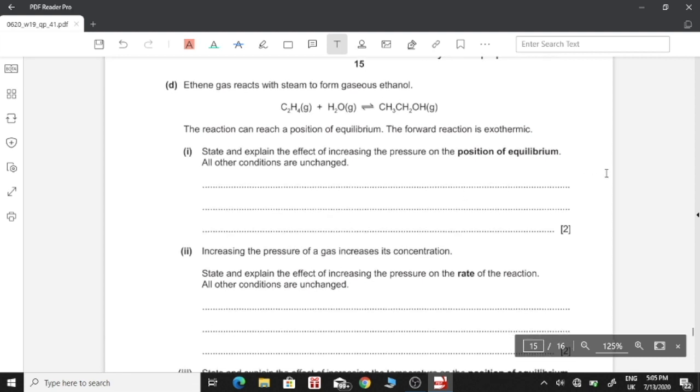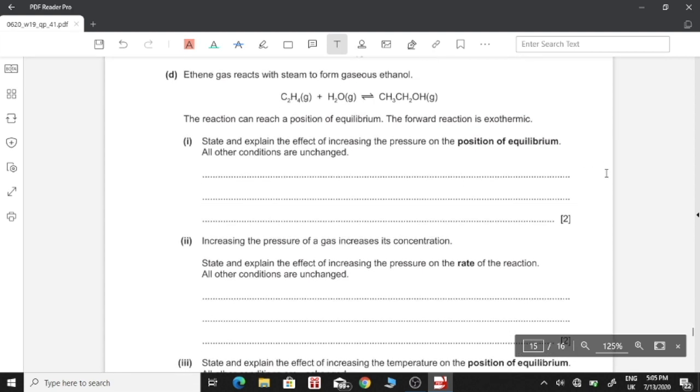Okay, part D. Ethane gas reacts with steam to form gaseous ethanol. The reaction can reach a position of equilibrium. The forward reaction is exothermic, which means energy or heat is given out. So part 1: state and explain the effect of increasing the pressure on the position of equilibrium. All other conditions are unchanged.